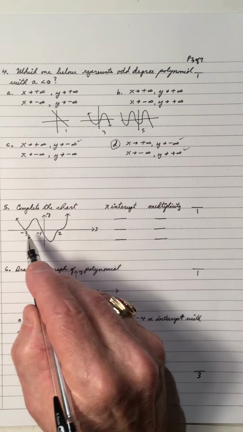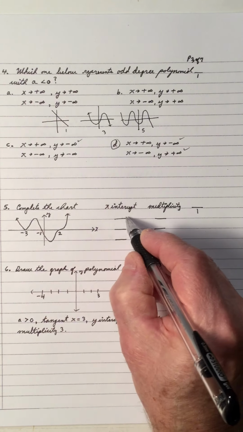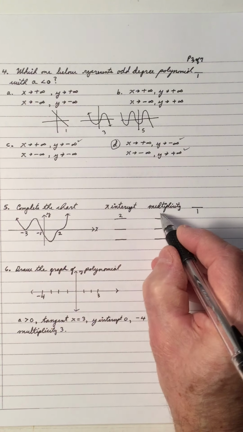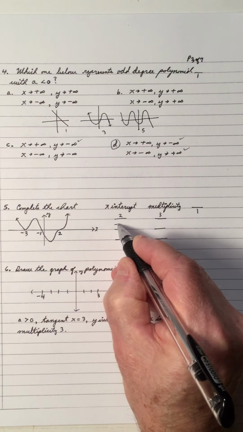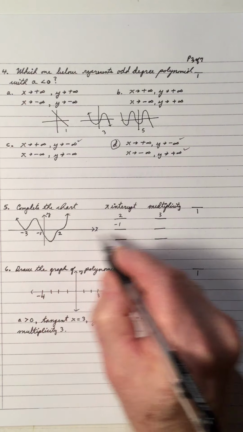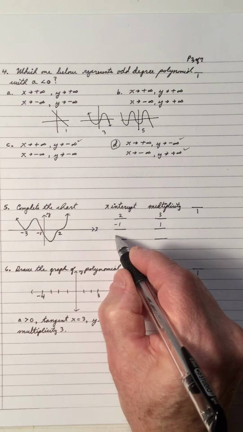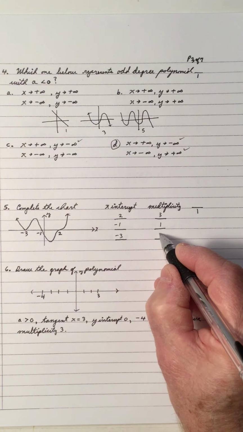Complete the chart. Now, the x-intercept here we have is 2, and 2 has a sideways S, a multiplicity of 3. It's cubic. Negative 1 is an intercept, and that's a linear because it's going on through, a multiplicity of 1. And that's an intercept of negative 3, and the multiplicity is 2 because it's bouncing off, a tangent.